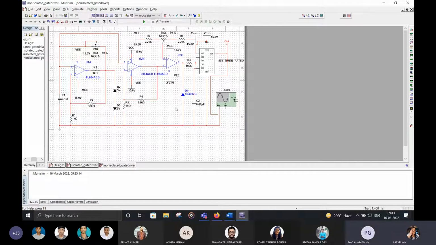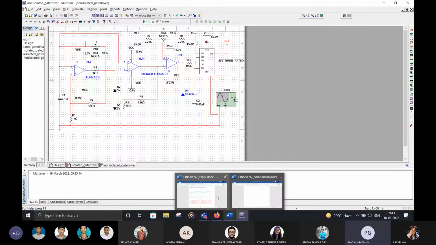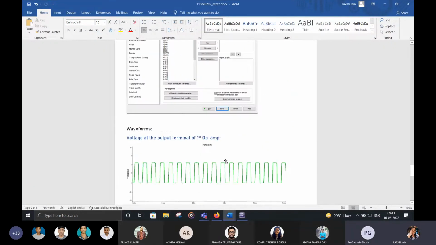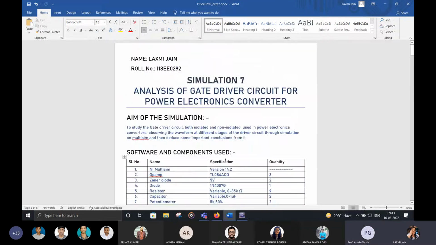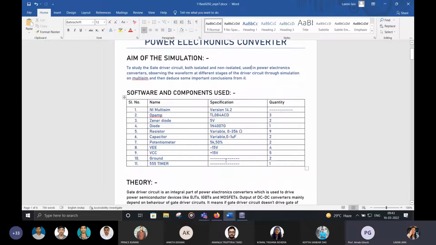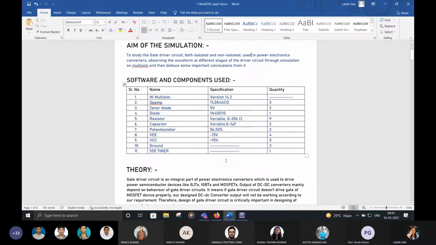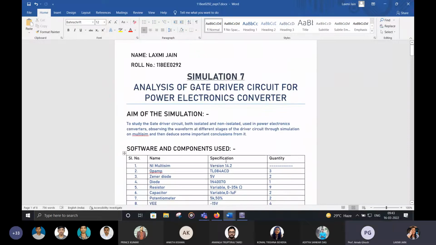Should I share the report as well? If you have the report, please share it. I have not prepared the table. I have only tried for balancing. Is the screen visible, sir? Yes, it is visible.